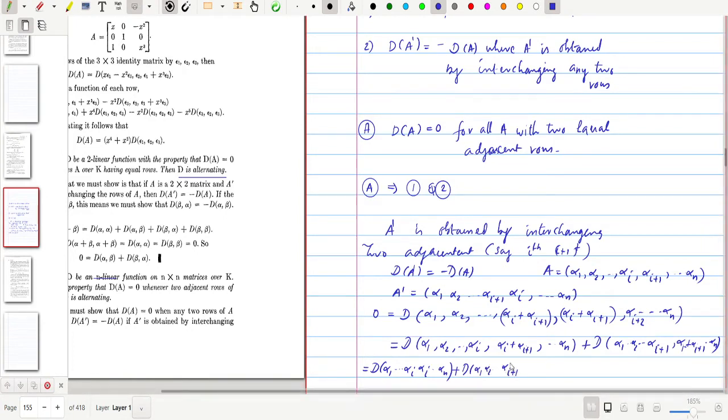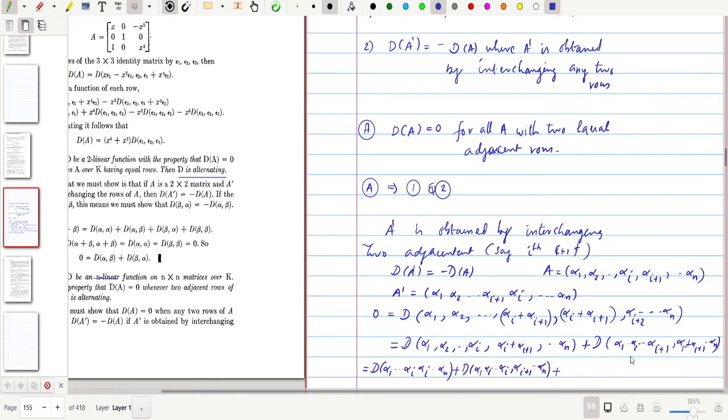Alpha i plus 1. This is in the ith position. Sorry, this is alpha i. In the ith position we have alpha i itself, and in the i plus 1th position we have alpha i plus 1, etc., alpha n. Okay, so this is the second term corresponding to the splitting of the first term.